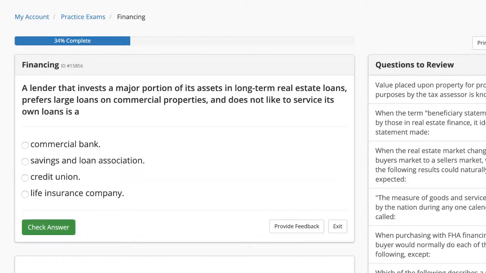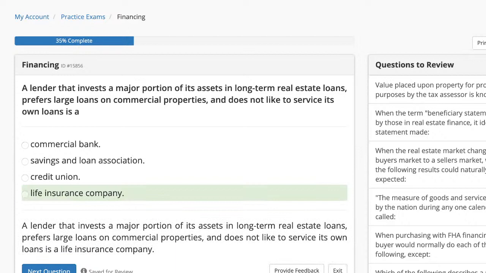Okay, as for the question on the board, the answer is insurance companies. They do these massive loans. Insurance companies do. They have these big long-term benefit.